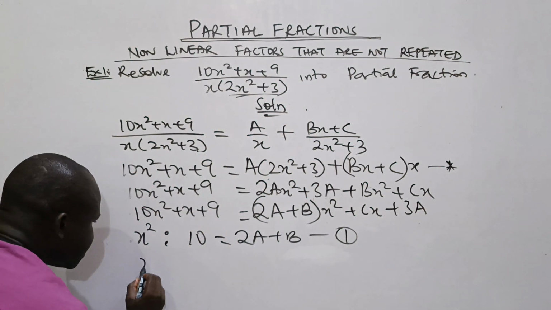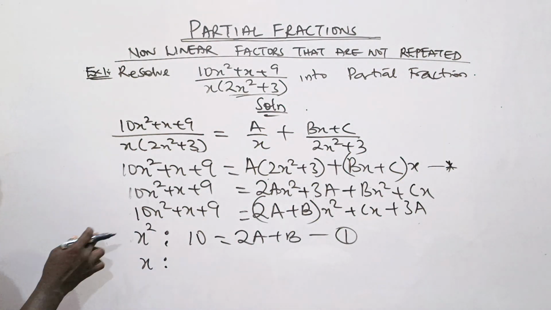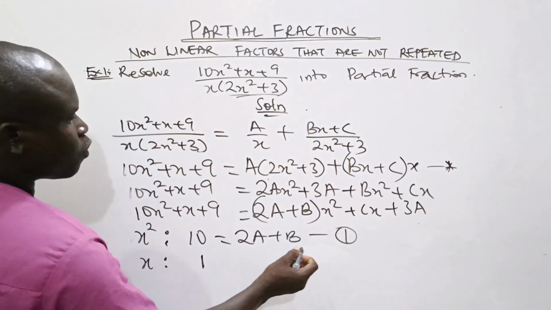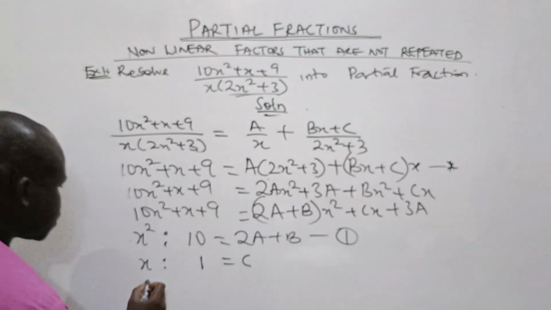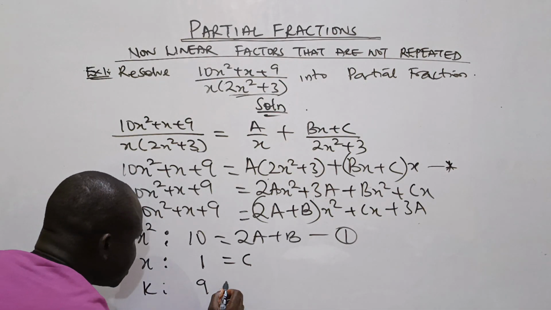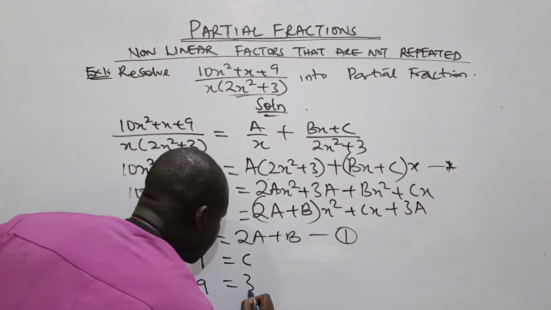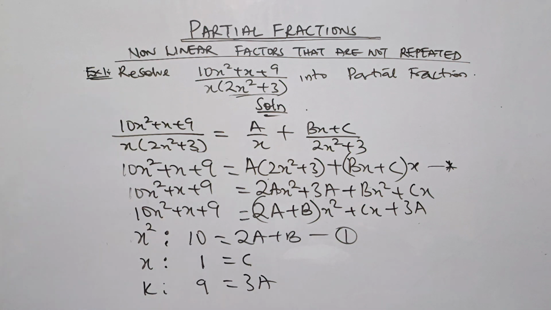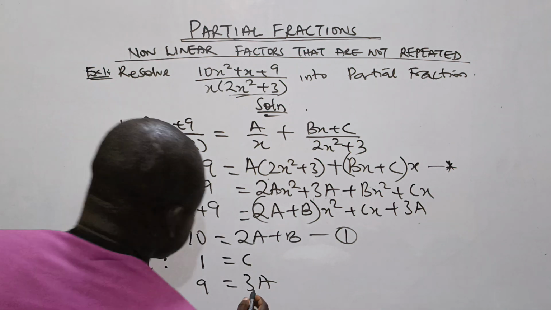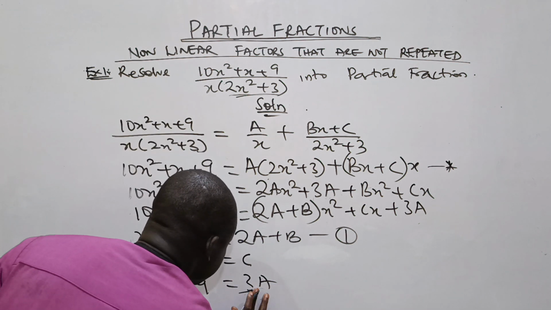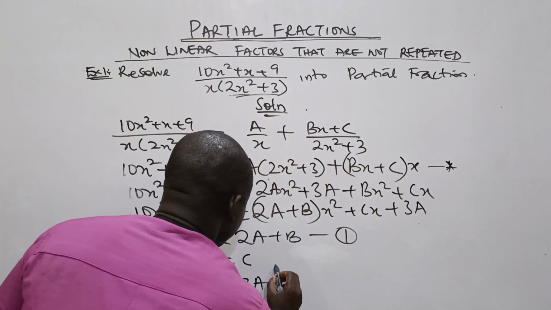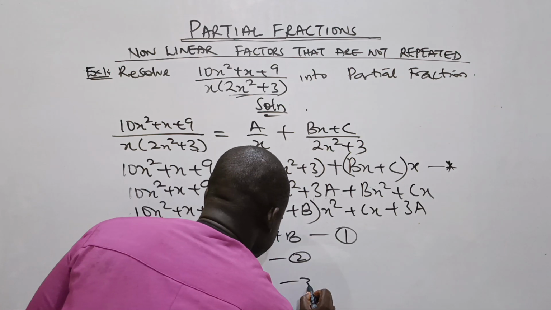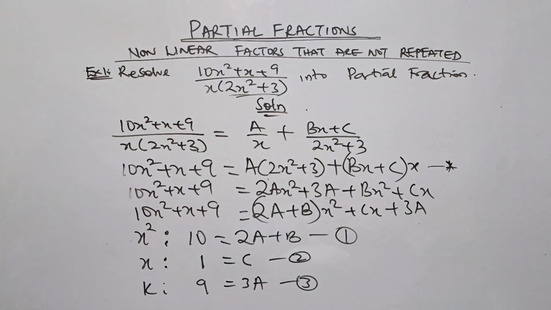Then when we have x, we want to compare the coefficients. What is the coefficient of x here? It is 1. What is the coefficient of x at the right-hand side? It is C. So C is equal to 1. Then we go to the constant. It is 9 that we have here, and 9 is equivalent to 3A at the right-hand side. So you can say this is equation 2 and this is equation 3. From the 3 equations, we can go ahead and solve.